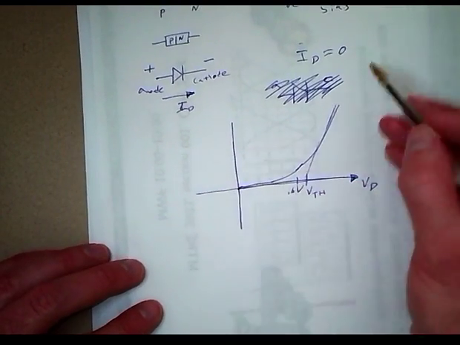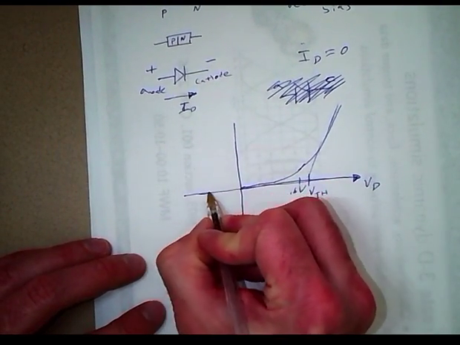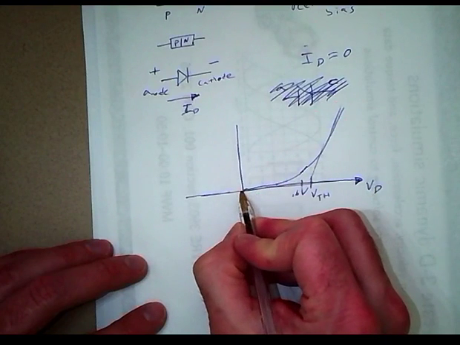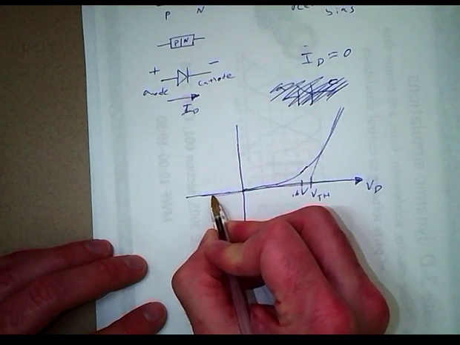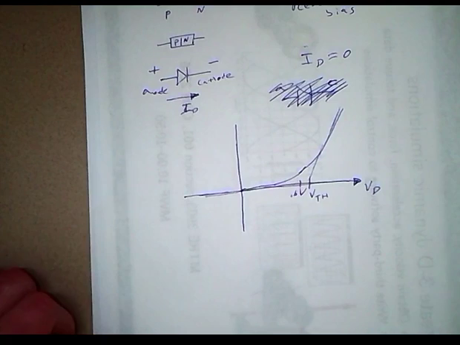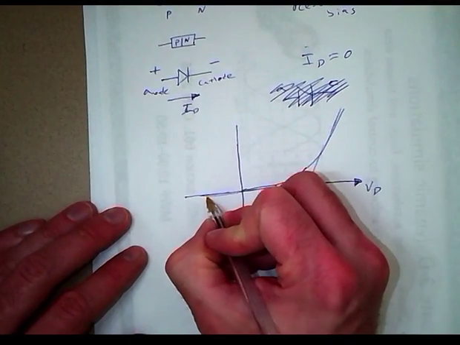And then if we reverse bias the diode, we get a tiny bit of current, in the nanoamp or microamp range, and that's called leakage current.